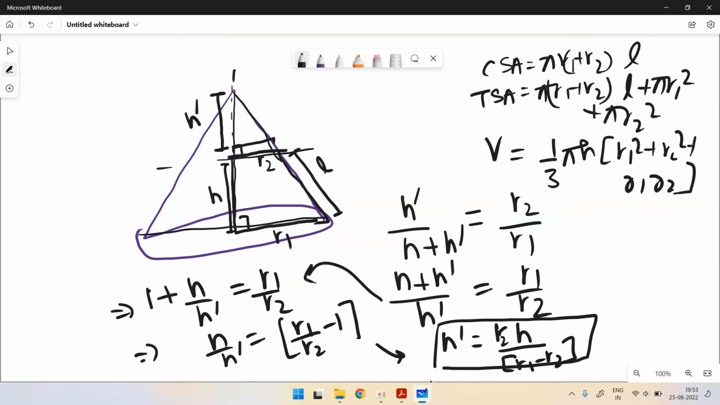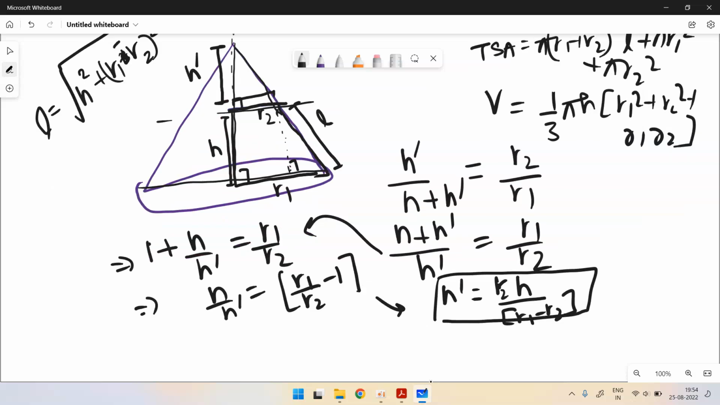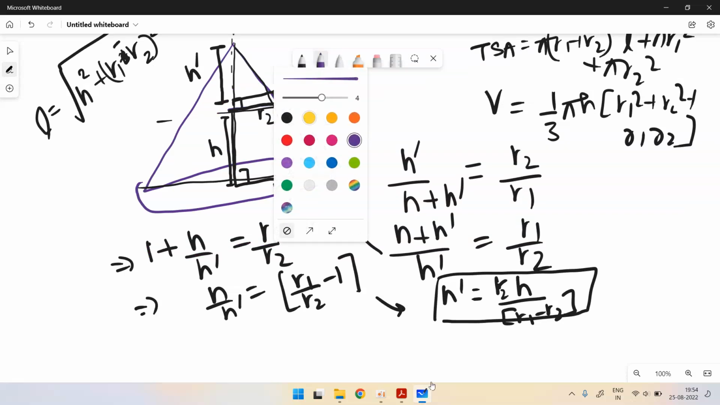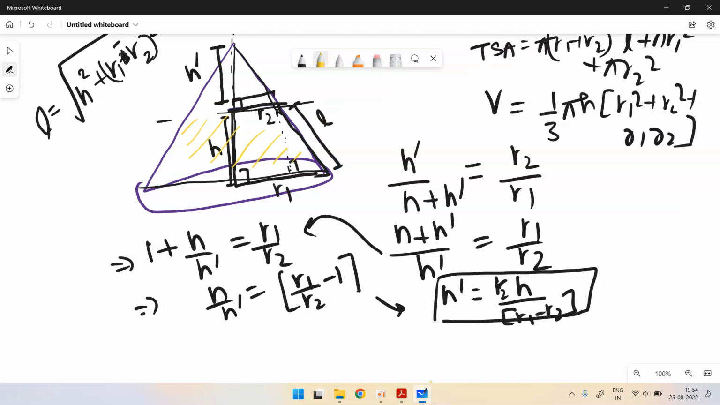Additionally, you also know that L is the square root of H square plus (R1 minus R2) whole square. Using this, now, what is the volume of the first term? The volume of the frustum is the volume of the total cone minus the volume of the upper cone. Implies that V is the total cone.